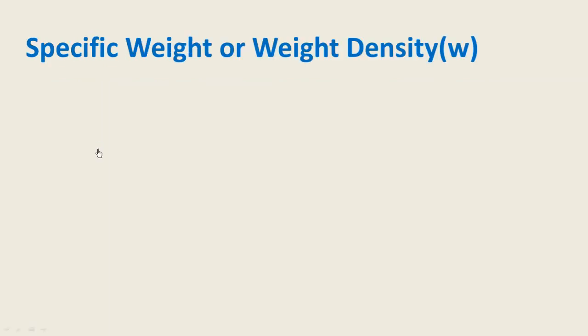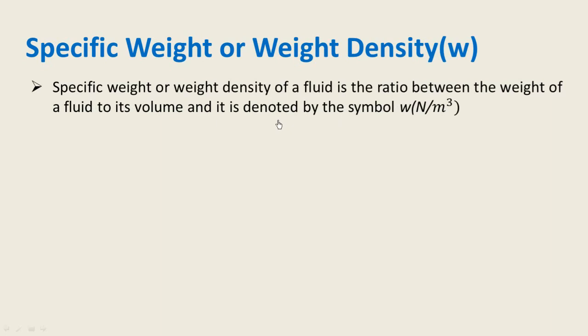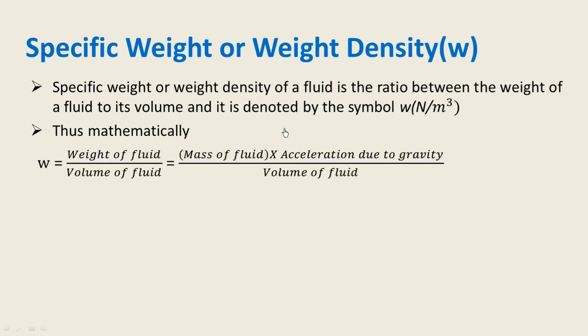Coming to the specific weight or weight density, that will be denoted with the small w. Specific weight can be defined as the ratio of the weight of the fluid to its volume. It has units of Newton per meter cube. Mathematically specific weight can be written as weight of the fluid by volume of the fluid. In most cases, whenever you talk about specific, we need to divide with the volume.